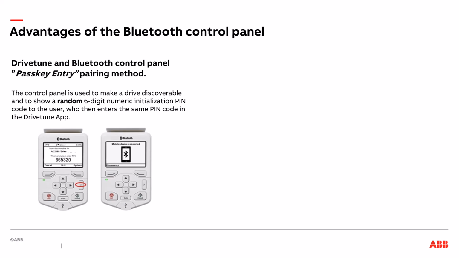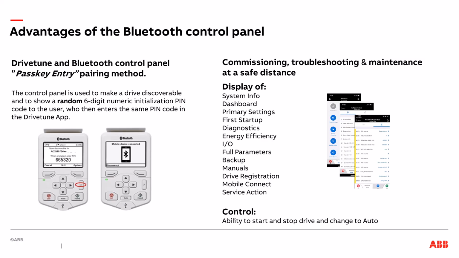It also has the ability to stop, start, and put the drive into auto. Once you complete your session and disconnect, the Bluetooth on the panel is disabled, and you have to push the question mark again to reactivate it. It will generate a different 6-digit code to be able to connect again to the app.